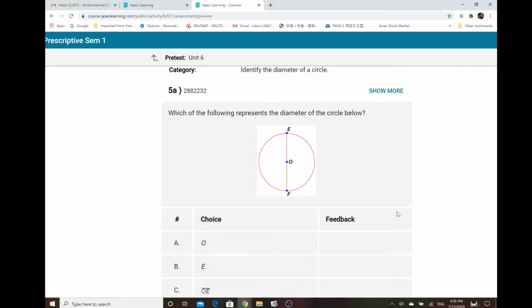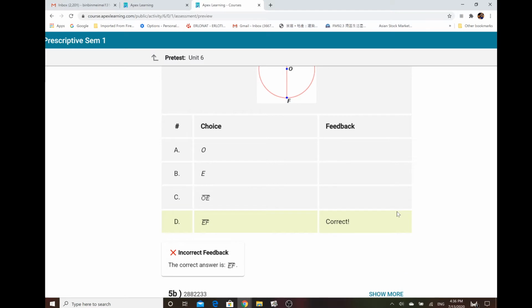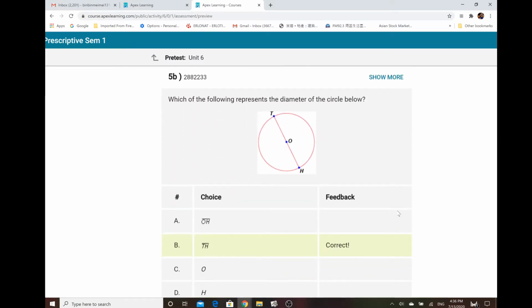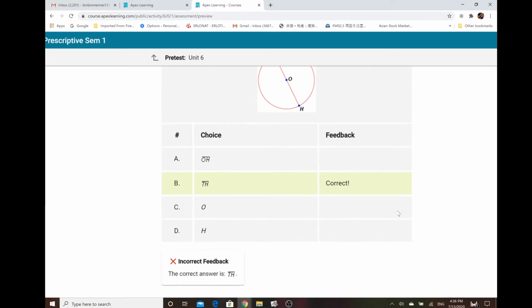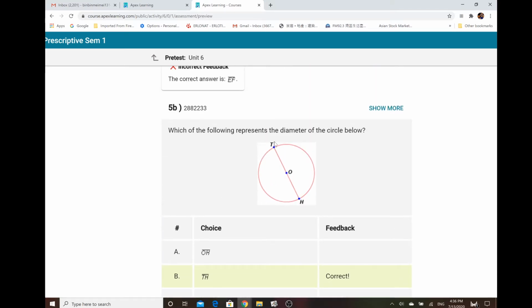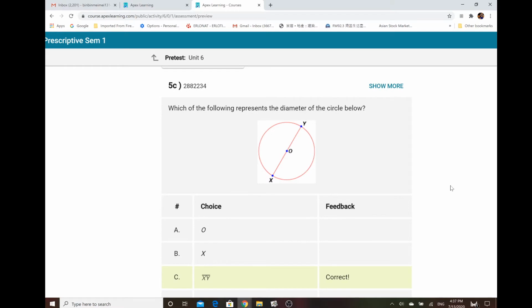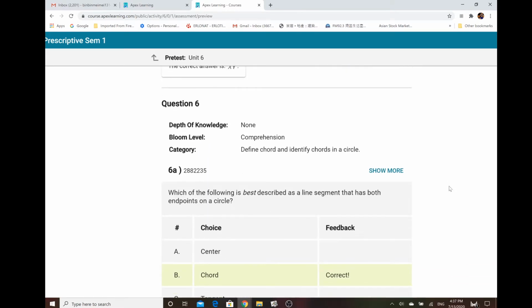Which one of the following represents the diameter of the circle below? So segment EF or segment FE. The selection we have is segment EF. So this one would be segment TH, the diameter. It's always from one endpoint on the circle to another endpoint on the circle, and by the time you connect them, it's going through the center of the circle. So that's always the diameter. Here's another one, XY, diameter.